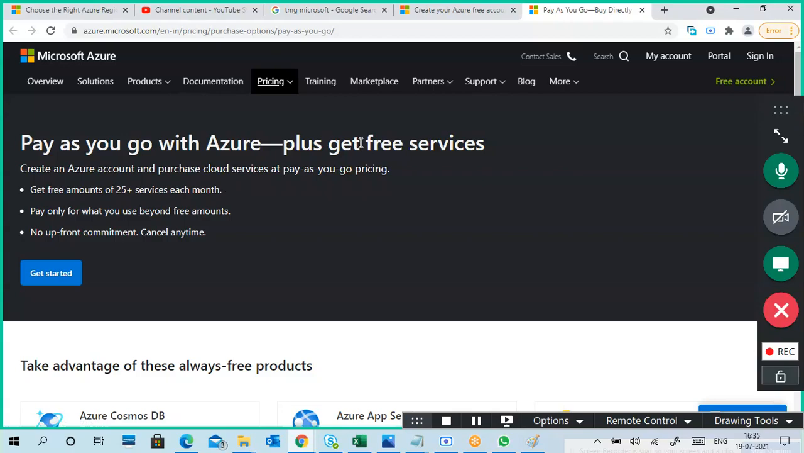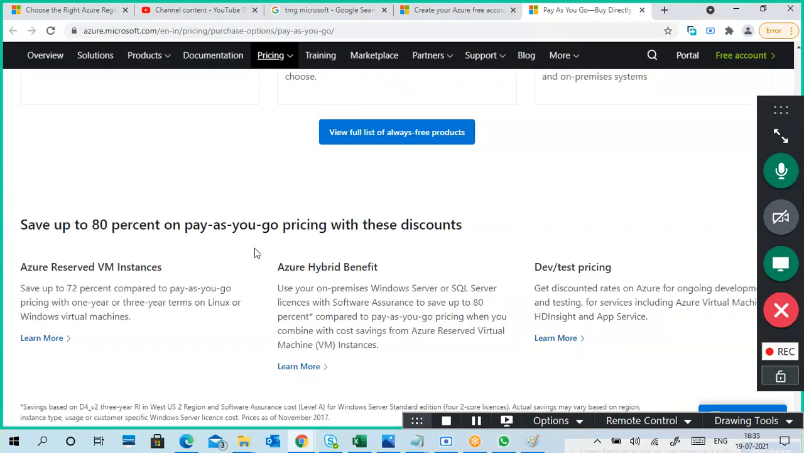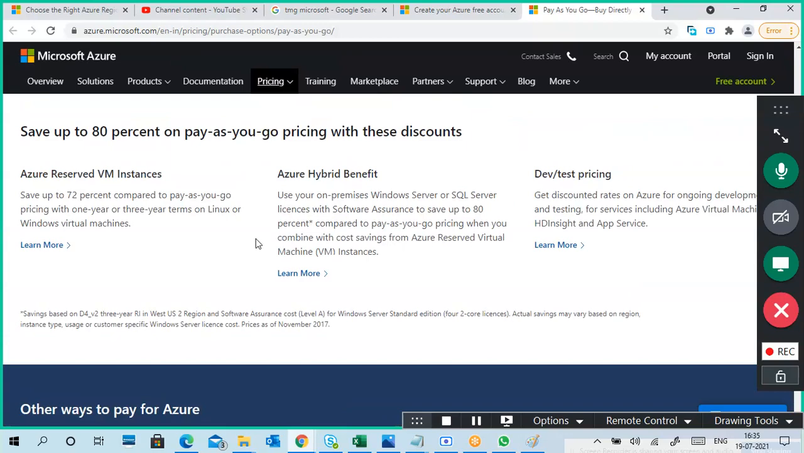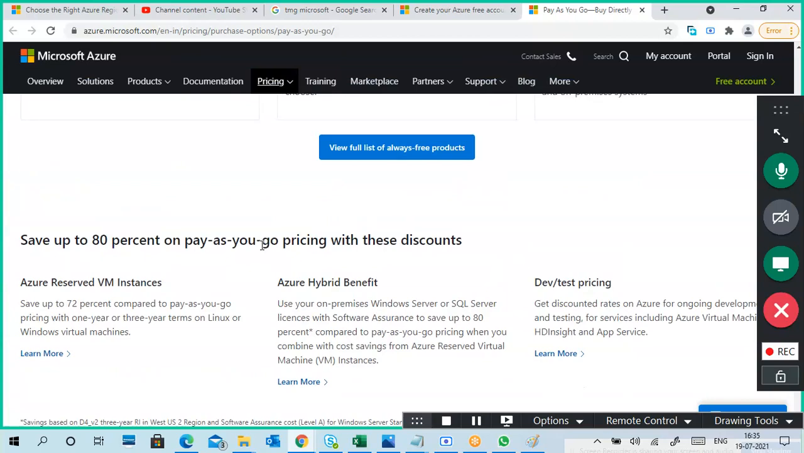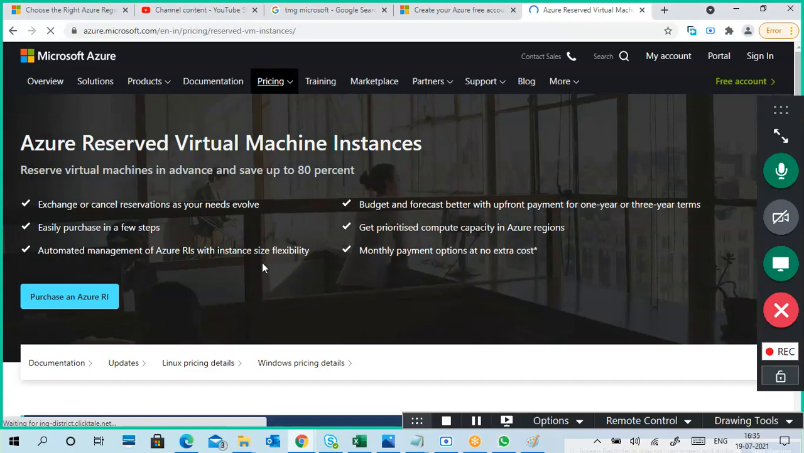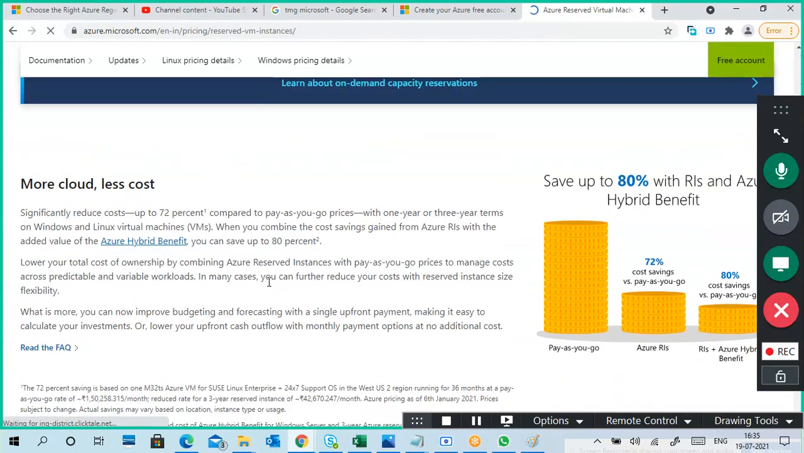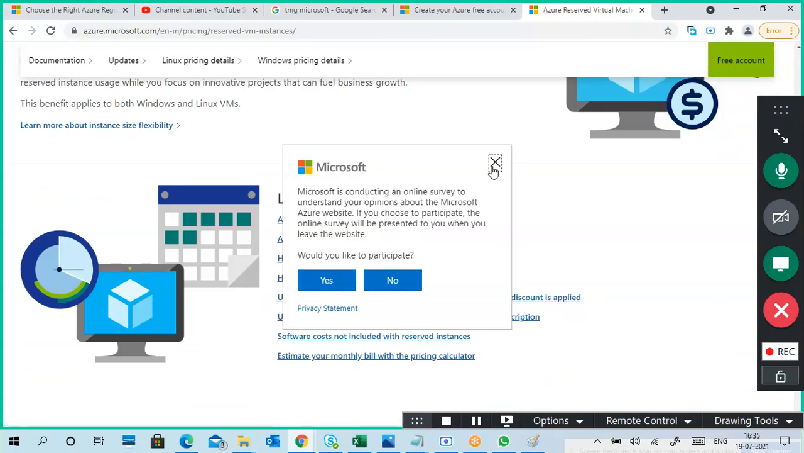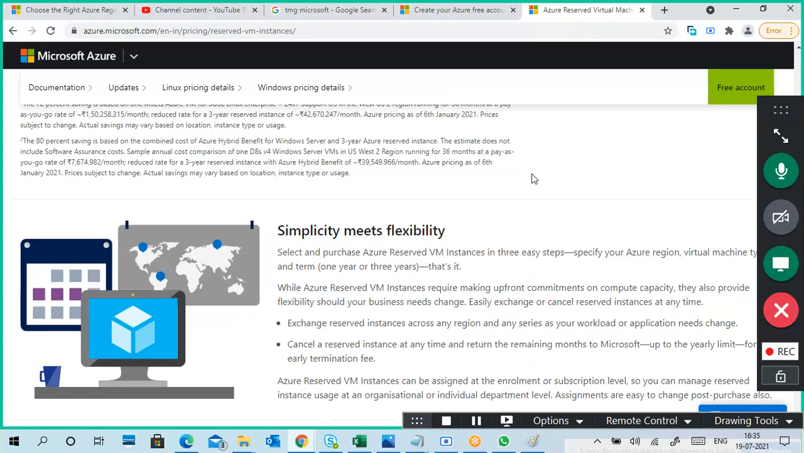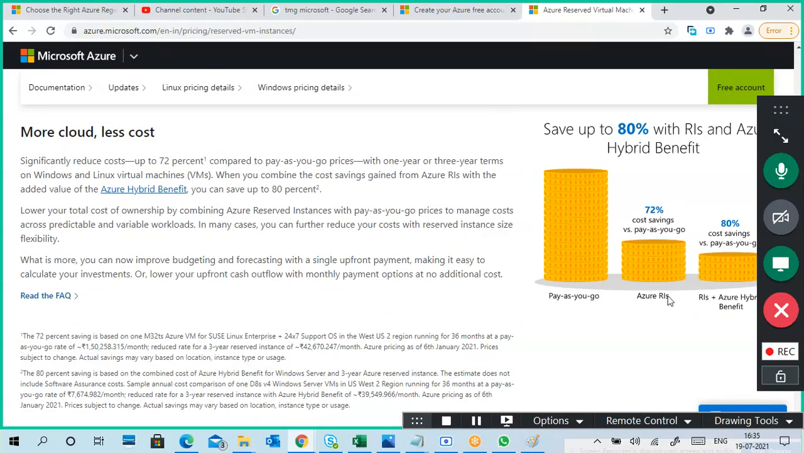Pay as you go with Azure, and you also get free services. We should not call them freebies. Actually, there is a price calculator. If you go to the price calculator, you'll get more understanding. Here it is: pay as you go, reserved instance, Azure hybrid benefits. What is a reserved instance?